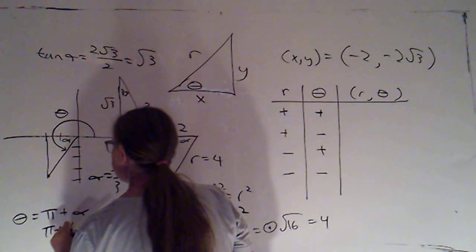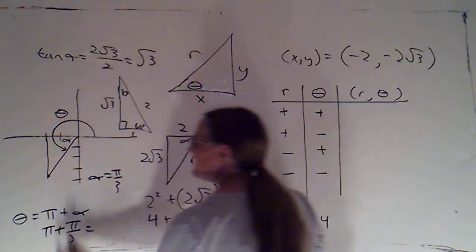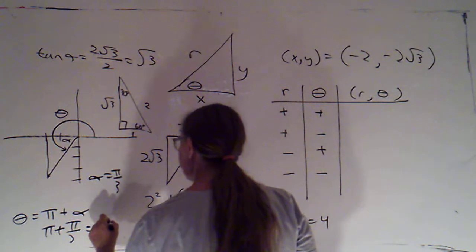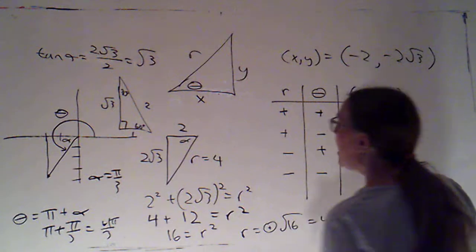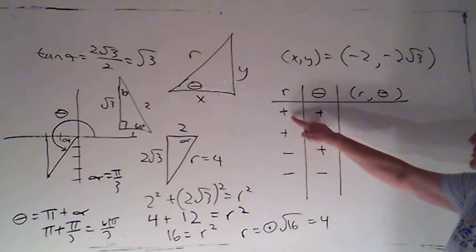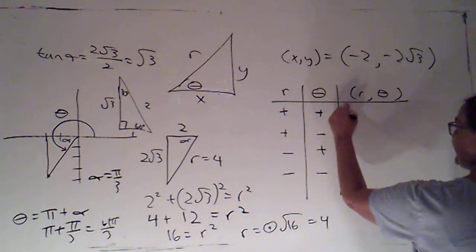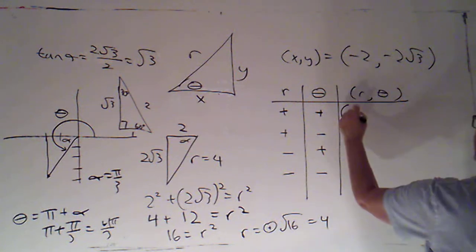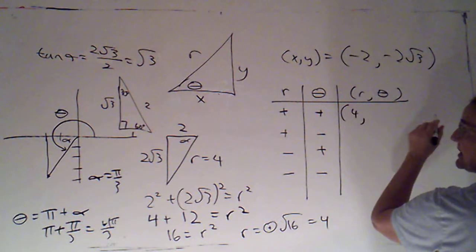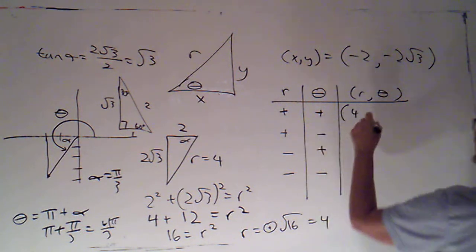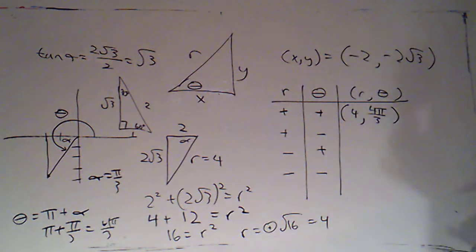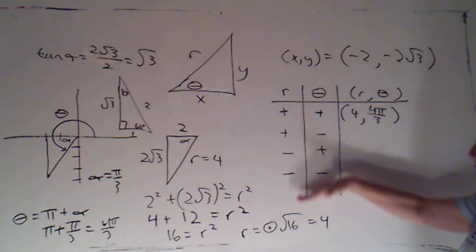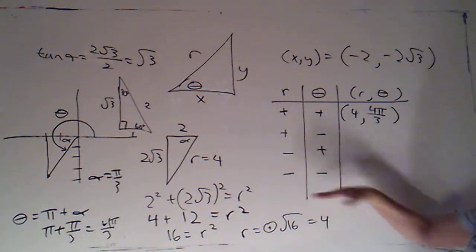Pi plus pi over 3. That's 3 pi over 3 plus pi over 3. That's going to be 4 pi over 3. Okay, so with that choice, I was choosing a positive r and a positive theta. So we've got r being positive at 4 and theta being 4 pi over 3. Okay, then we were asked to find 3 additional names for our point.